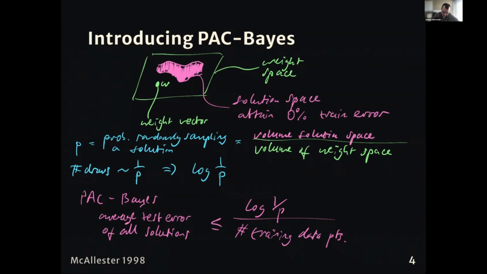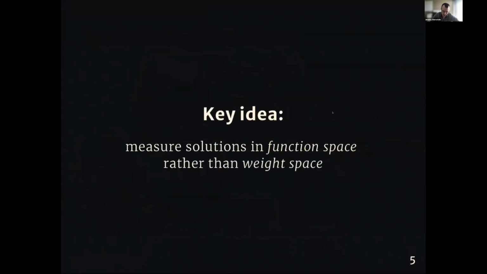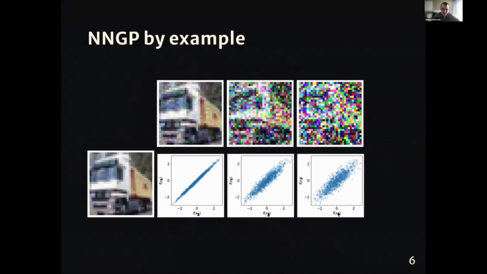The first idea is that if we move from weight space to function space, computing p is going to be easier. Instead of measuring solutions in weight space, which is complicated and we don't understand, we move to function space where things become simple. The technical tool for doing that is the neural network Gaussian process correspondence.